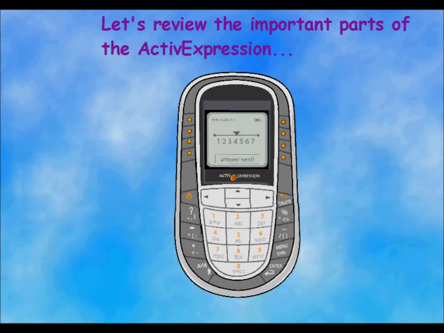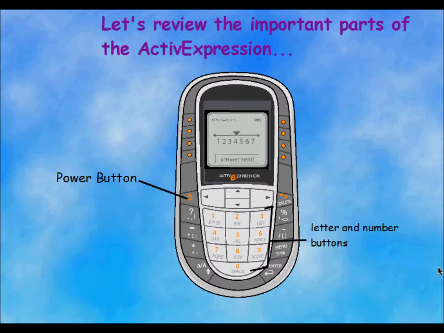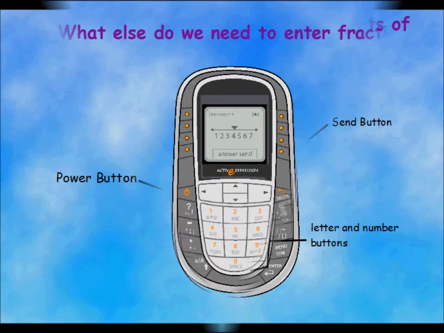I first reviewed the parts of the expression for the students that hadn't used them in a while, although we try to use them frequently. The power button, how to turn it on and off, because it does automatically shut off. Where they're using the letter and number buttons to enter their answers. And the button for sending an answer comes up after they've entered part of an answer. Gives them the option when to send it.